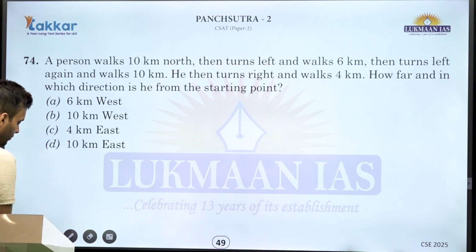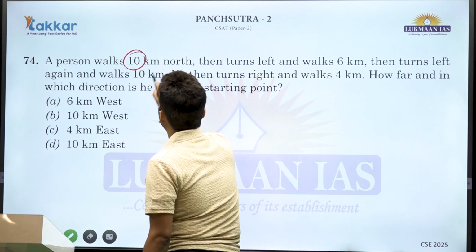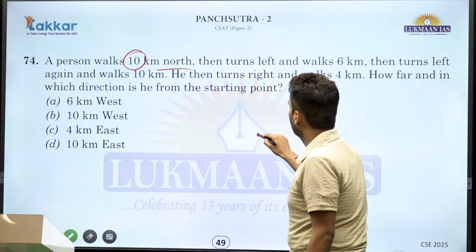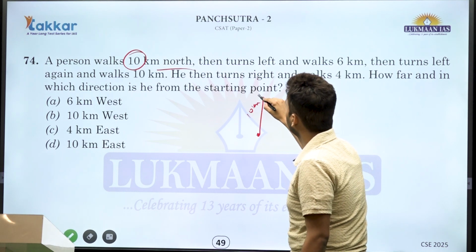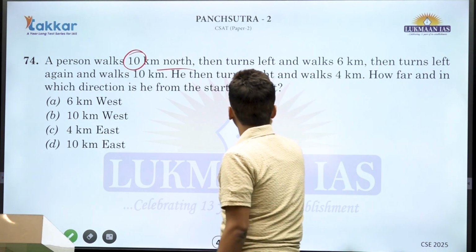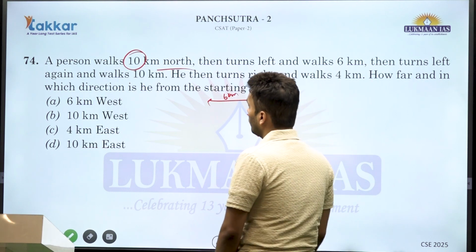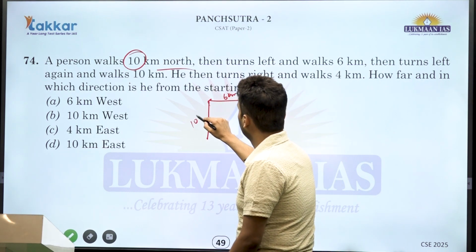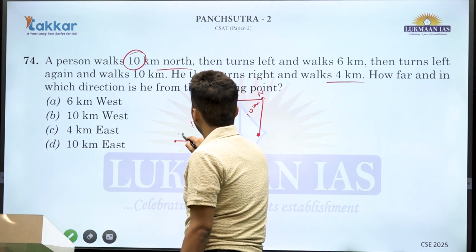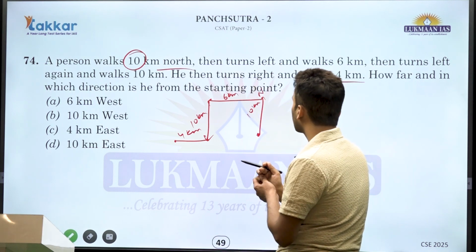Let's move to the next question. 74. This is a direction question, an easy one. A person walks 10 kilometers to the north. Okay, suppose this is the person walking 10 kilometers north. This is the north direction. And he turns left and walks 6 kilometers. Then he turns left and walks again 10 kilometers. This is the left direction. He then turns right and walks 4 kilometers. How far and in which direction is he from the starting point?